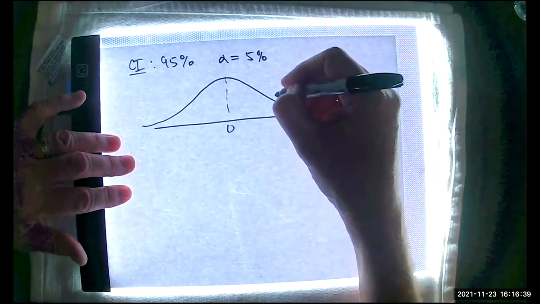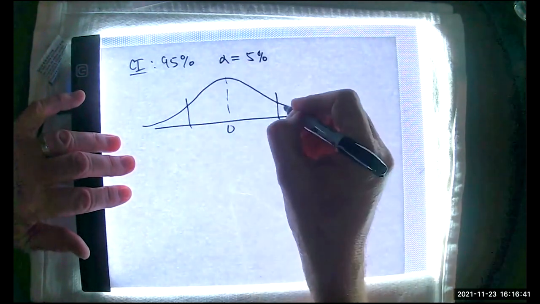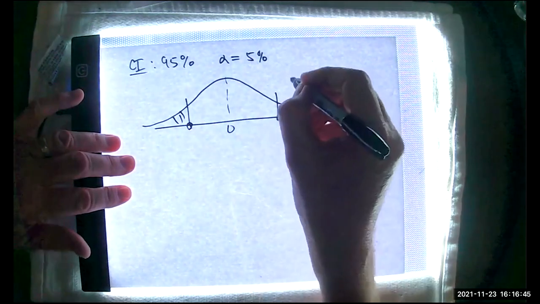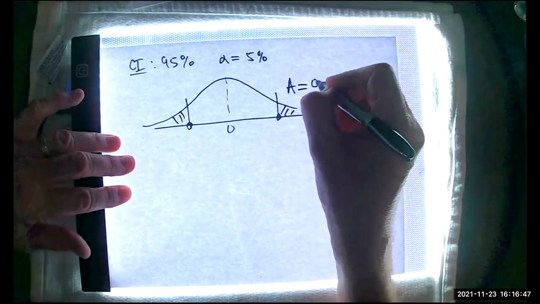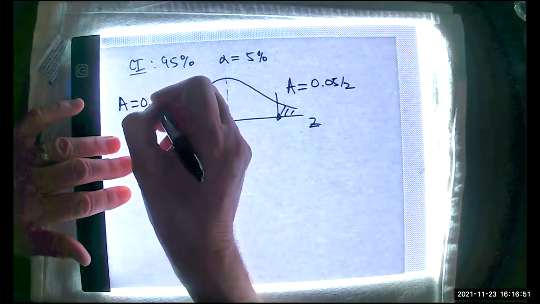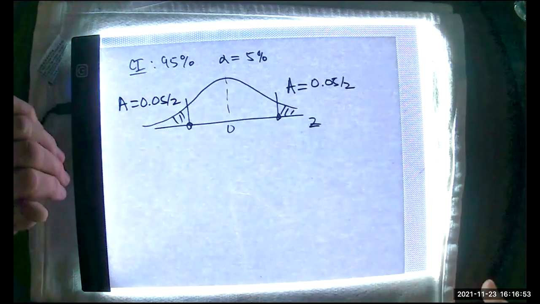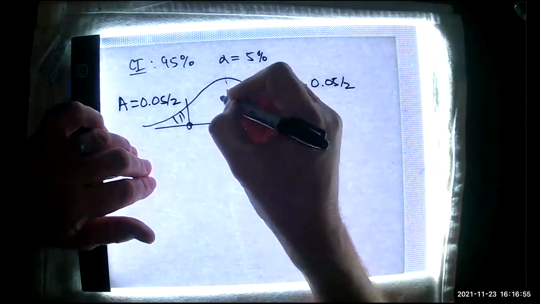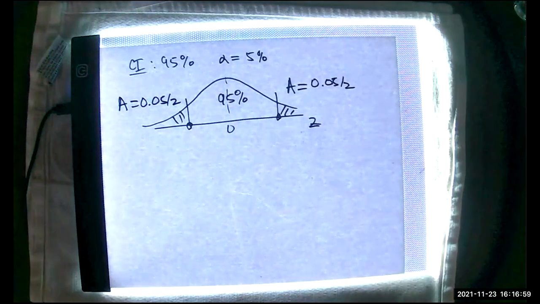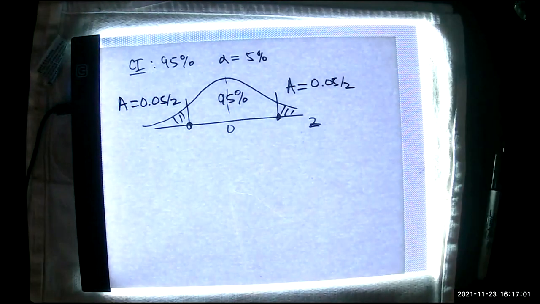So it's the z distribution, 0 in the middle. I've got two critical values, one on either side. The area, 0.05 over 2. It also means the area in the middle is 95% of the area in the graph. So let me jump back over to my calculator.